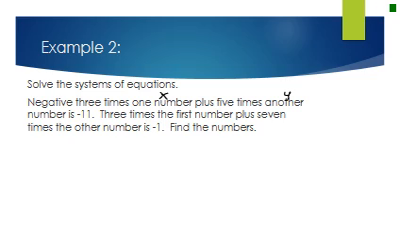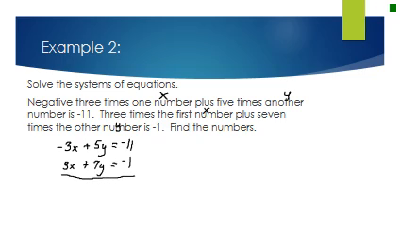So right here I've got negative 3x plus 5 times y equals negative 11. And then it says 3 times the first number. Remember, our first number here was x. Plus 7 times the other number, which we said was y. So that other equation is going to be 3x plus 7 times y equals negative 1.